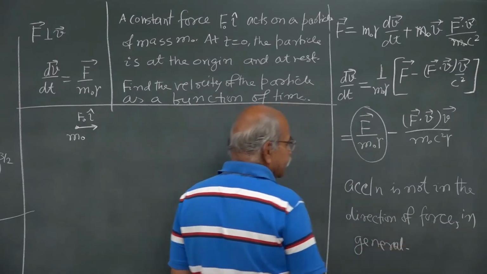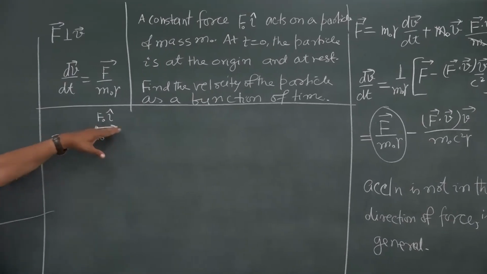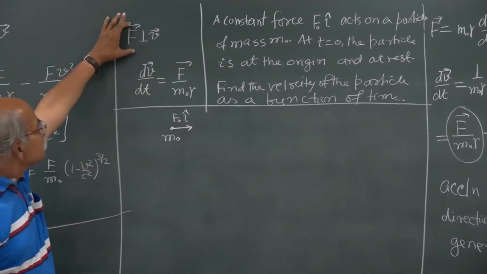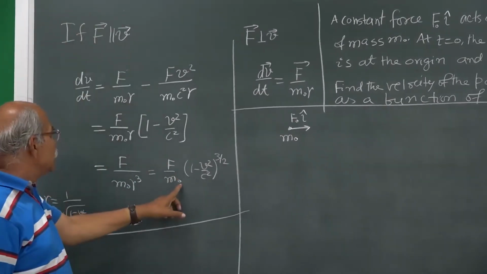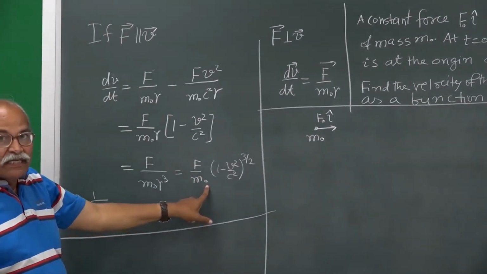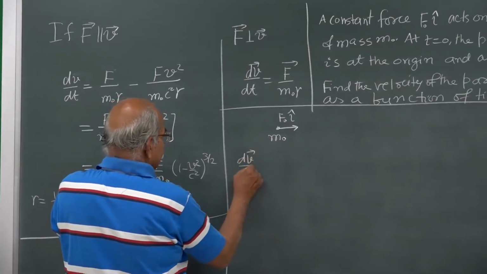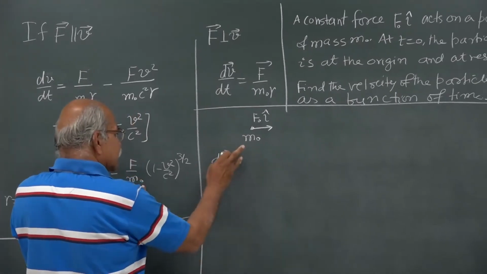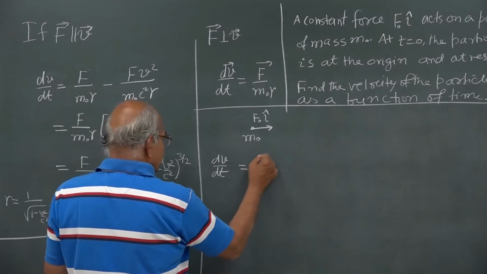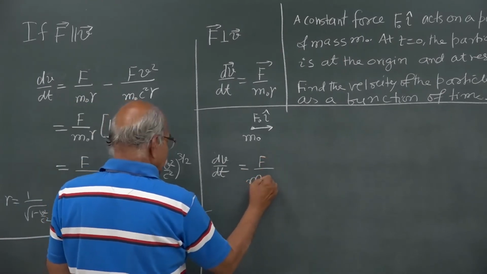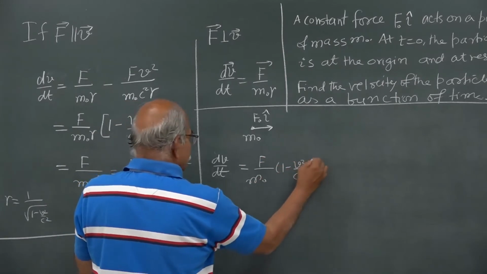I wrote here that acceleration is not in the direction of force, but that is in general. There are cases in which it is, and in our case the force is parallel to the velocity. So, we will be using this equation to get the velocity. Since everything is in the x direction, I can drop the arrow sign: dv/dt is given by F divided by m naught, times (1 minus v square by c square) to the power 3 by 2.